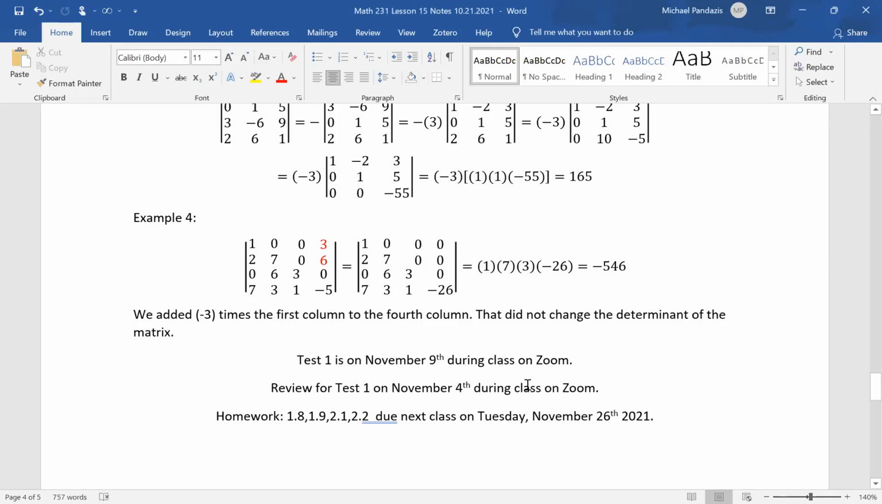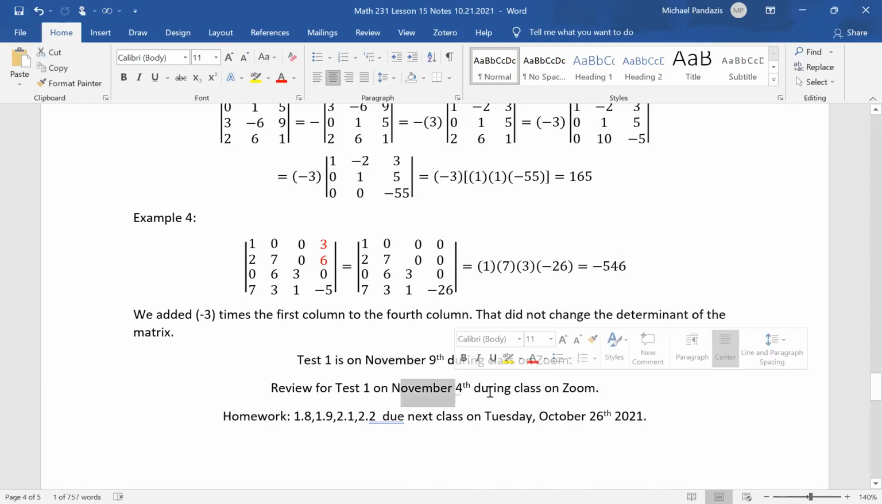No, not October, not November. It's October now. Oh, for the homework, yes, October 26th. Thank you. So it's due next class on Tuesday, October 26th. And then test 1 is November 9th, and the review for test 1 is November 4th.